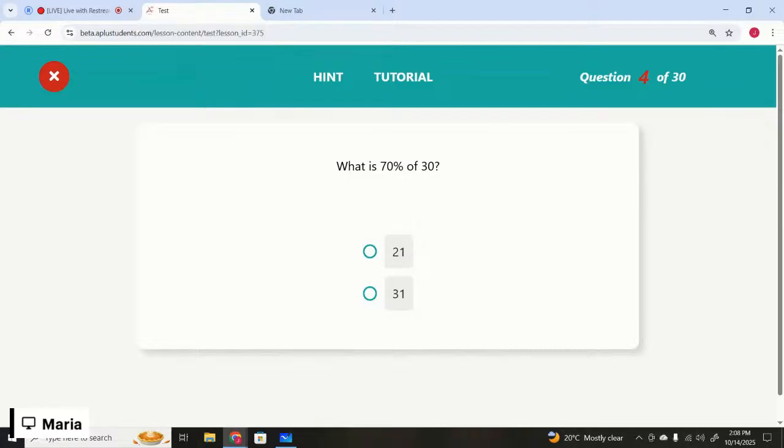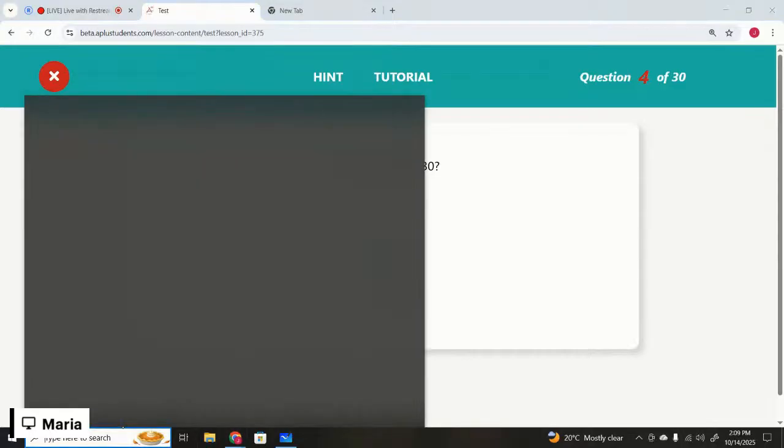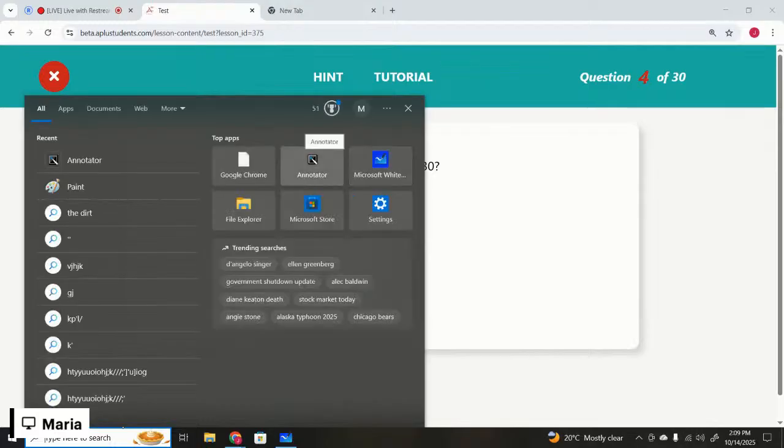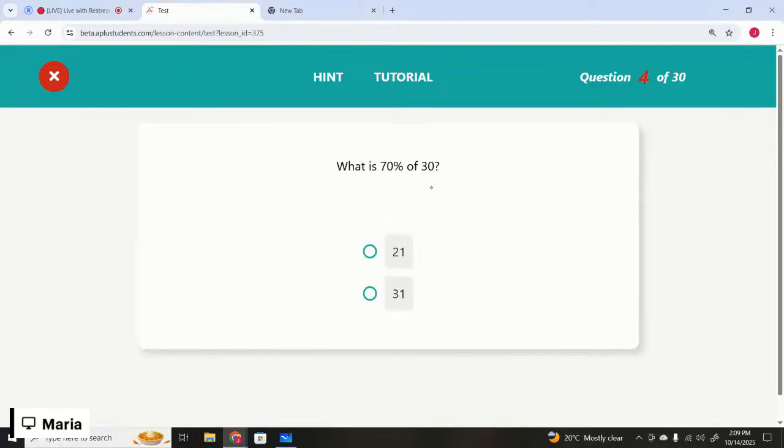What is 70% of 30? So we need to calculate the part of 30. How much part? 70%, right? So 70% of 30. Option number 1 is the correct option.